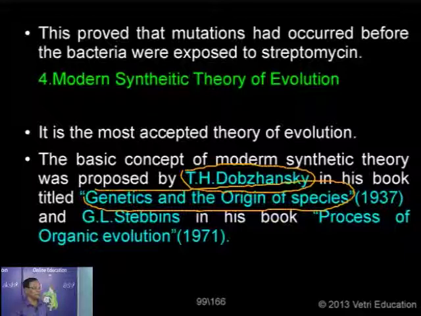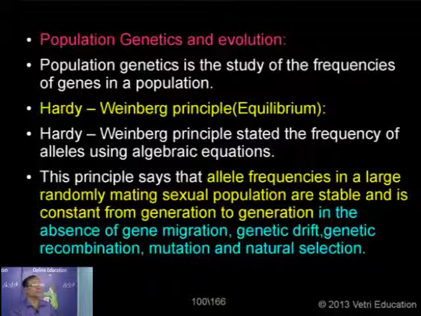Later, in 1971, another person also made contributions towards the development of the modern synthetic theory. That person was G.L. Stebbins. He also wrote another book, Processes of Organic Evolution. So the basic concepts of the modern synthetic theory were presented in these two books by Dobzhansky as well as Stebbins.